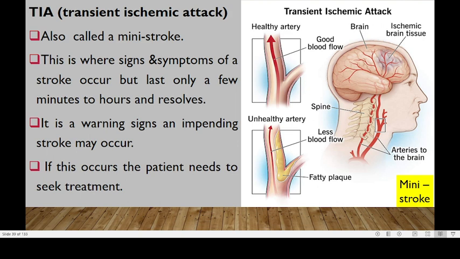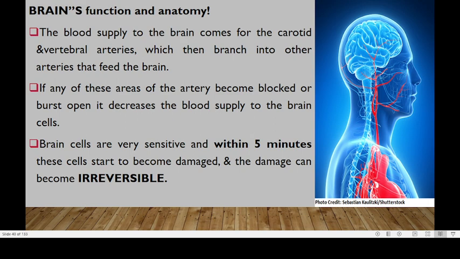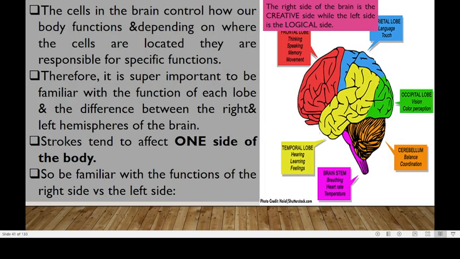It occurs where signs and symptoms of a stroke occur but last only a few minutes or hours and then resolve. This could be a warning sign that an impending stroke may occur. So if it occurs, the patient needs to seek treatment for the mini stroke. Remember that brain cells are very sensitive, and within 5 minutes these cells will start to become damaged, and the damage can become irreversible. So we have to act in the shortest time possible.